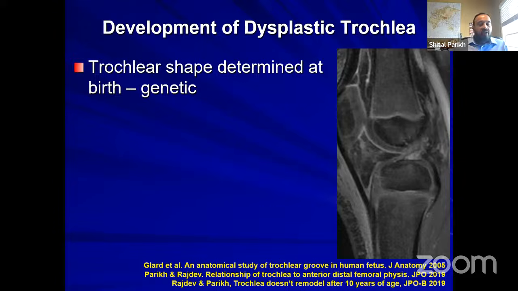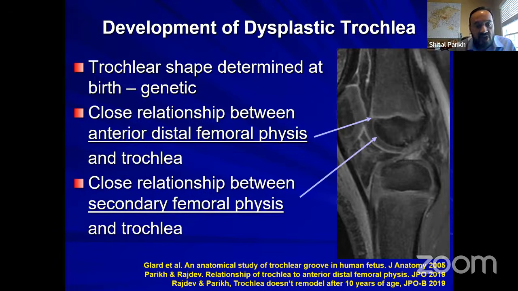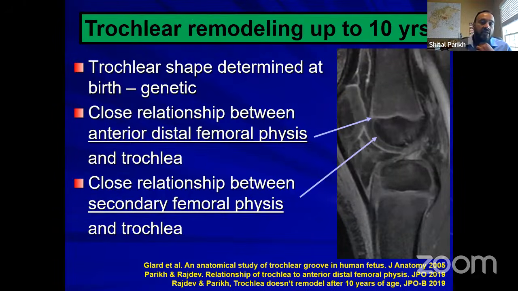The studies have also shown that the trochlear shape is determined at birth by genetics, but we have seen in other studies that the trochlear shape can change. And one of the changes happens because there's a close relationship between the anterior distal femoral physis and the trochlea. So it may be contributing to normal or abnormal growth because the physis is right there. The other thing is the close relationship with the secondary physis, which is the ossification front, and that can also contribute to dysplasia. And studies have shown that if you reposition the patella in the trochlea before the age of 10 to 11 years, then remodeling can happen and the trochlea can get deep on its own.